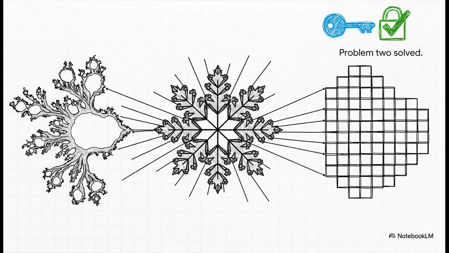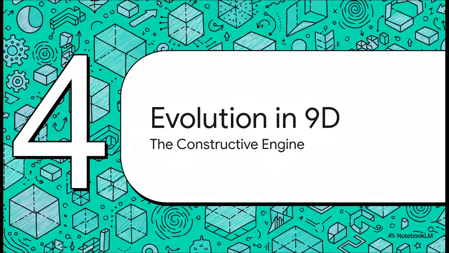Problem 2, solved. Okay, on to the final, and maybe the deepest puzzle of all, evolution itself. I mean, how does reality even move from one moment to the next? FQFT's answer is that we need to look to the 9th dimension, where we'll find the universe's true engine of change. And it's a constructive engine, not a continuous one.